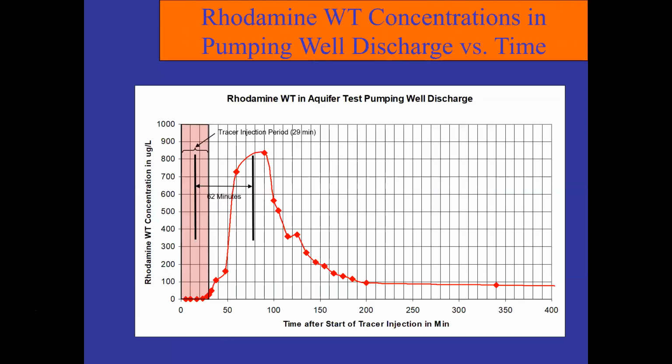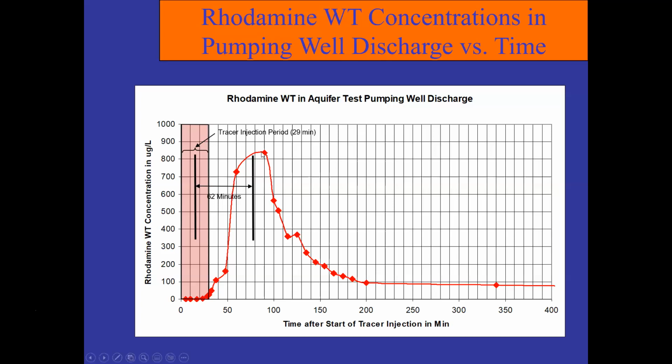So here are the results. It came through pretty fast. We injected it over about, I think it was 30 minutes. This black line is the centroid of the injection mass. And then this is roughly the centroid of the peak of the tracer coming out in the pumping well. And so here we had concentrations at the peak of a little over 800 micrograms per liter.